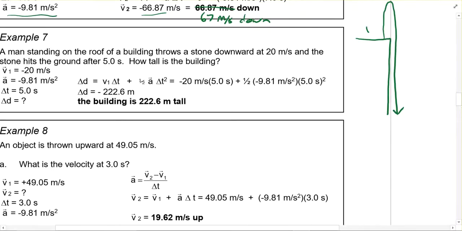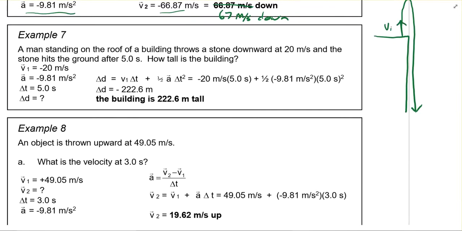Okay, so V1 is going to be the velocity right here, right? And that's going up. And that is negative 20 meters per second. Acceleration is always negative 9.81 meters per second squared if you're on Earth and you're throwing stuff up in the air. The time is 5 seconds. So that's the time it takes for this thing to go up and all the way back down to the bottom of the cliff there. And it's looking for the distance.